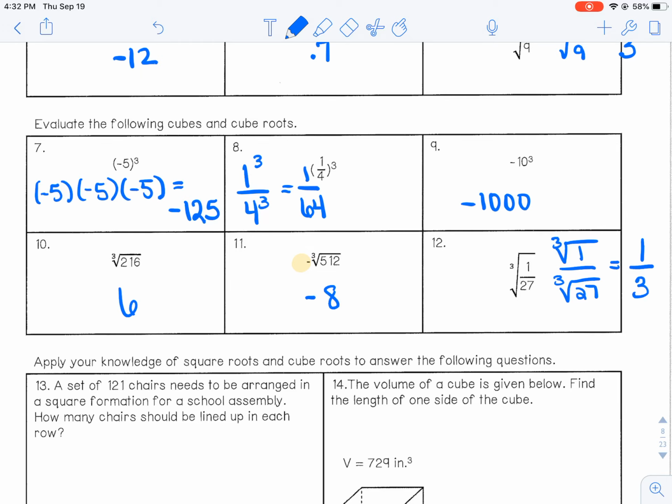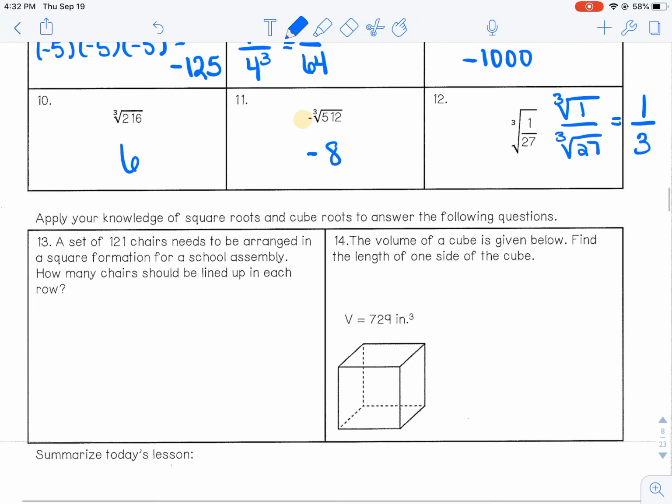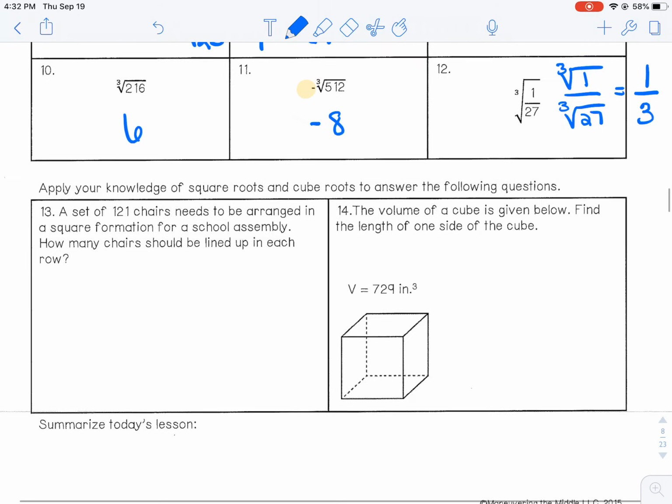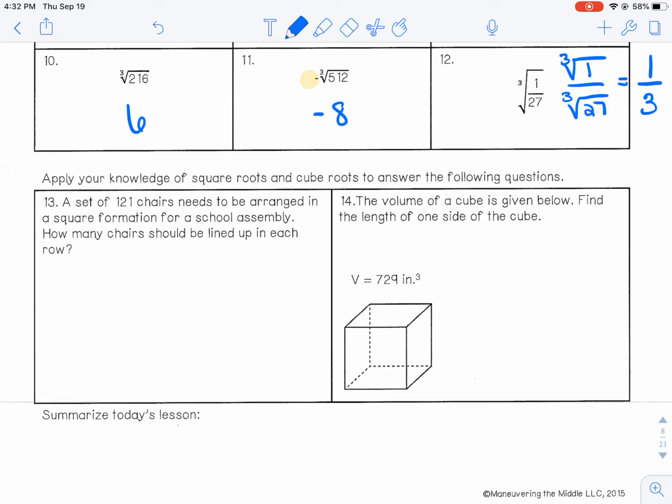Okay, those are pretty straightforward, but of course we need some word problems in there. You have to figure out, are we dealing with a cubed root or are we dealing with a square root to answer these questions? So 13, it says a set of 121 chairs needs to be arranged in a square. There's a key word right there to tell us what to do for a school assembly. How many chairs should be lined up in each row?